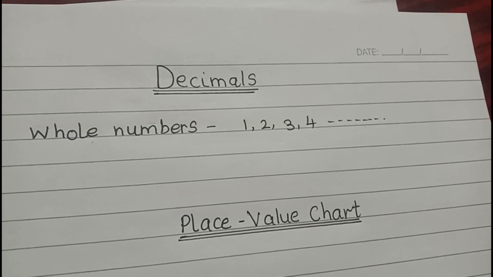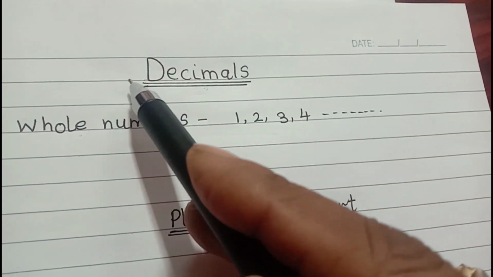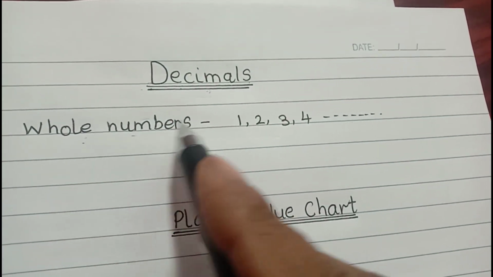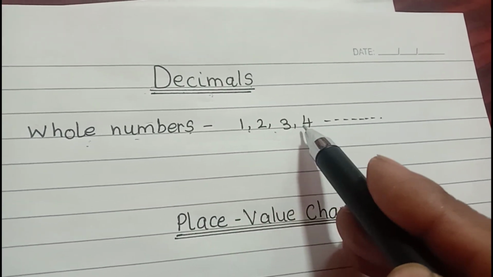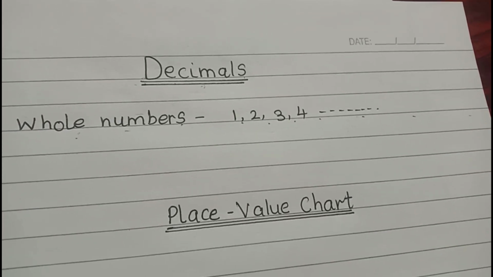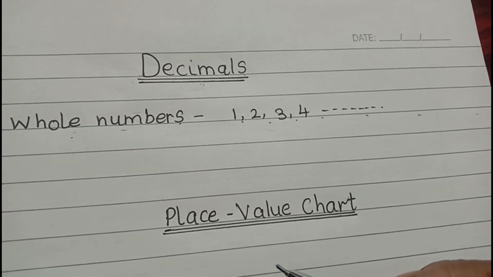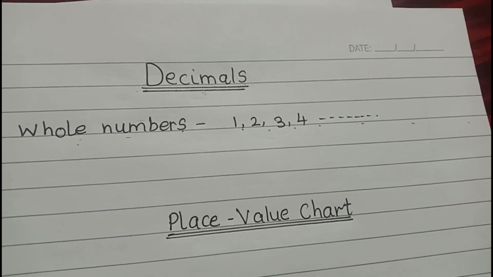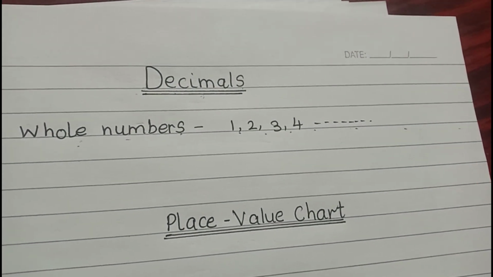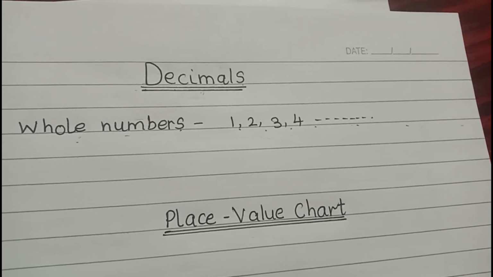Children, I am going to begin a new topic today, which is decimals. Children, you must be knowing whole numbers 1, 2, 3, 4, 5, 6, 7, 8, 9, 10, 11, 12. So many whole numbers we have. But sometimes it happens that a value lies between two whole numbers.